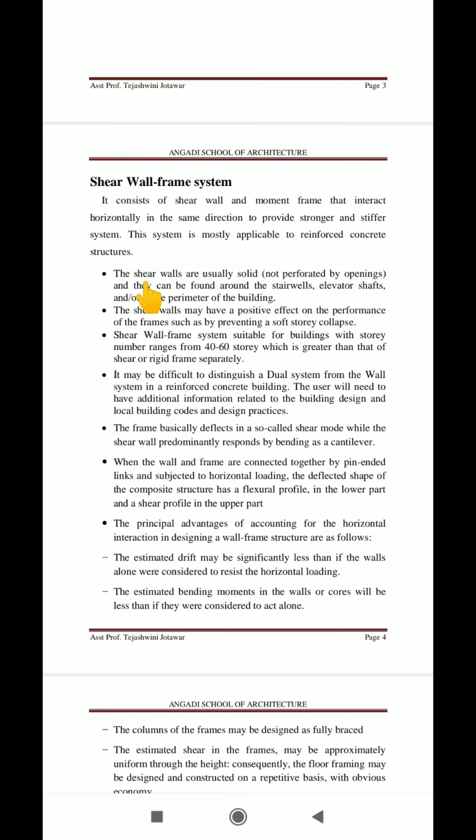So usually shear walls are solid, not perforated with openings, meaning no windows or doors or any such kind of openings are provided in shear walls. Shear walls are always of a solid type running from the bottommost level or from the foundation till the roof of the structure. They can be found around the stairwell, elevator shaft or at the perimeter of the building.